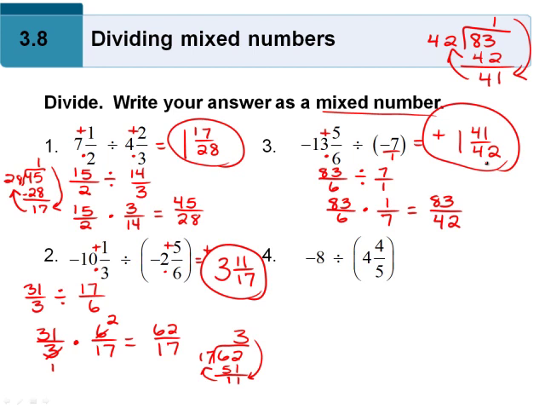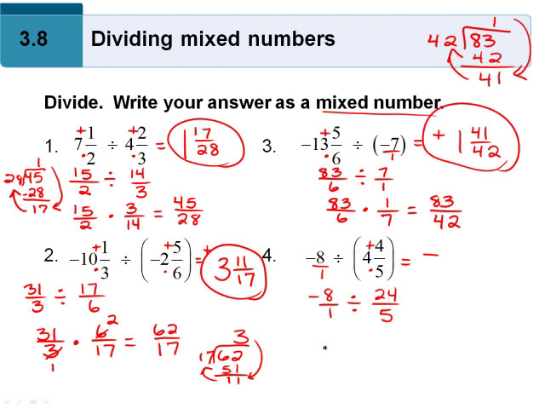Okay? And number 4, we have negative 8 divided by 4 and 4/5. So we're going to write negative 8 over 1. And remember, a negative divided by a positive is going to be a negative. So put our sign there. So we're going to change that mixed number to an improper fraction. So negative 8 over 1, keep it as division for now. 5 times 4 is 20. Plus 4 would be 24 over 5.